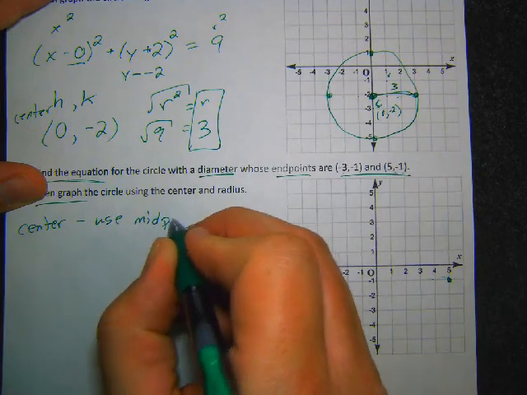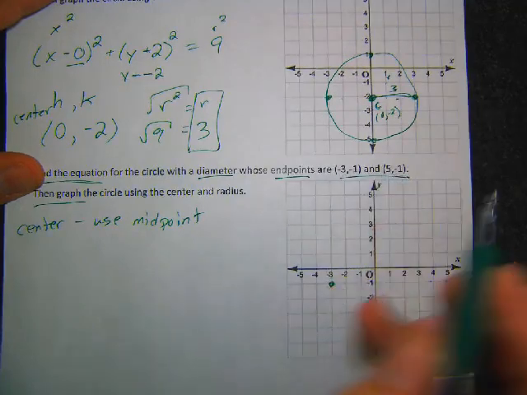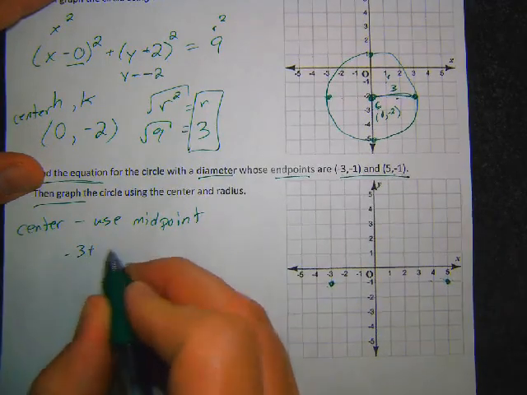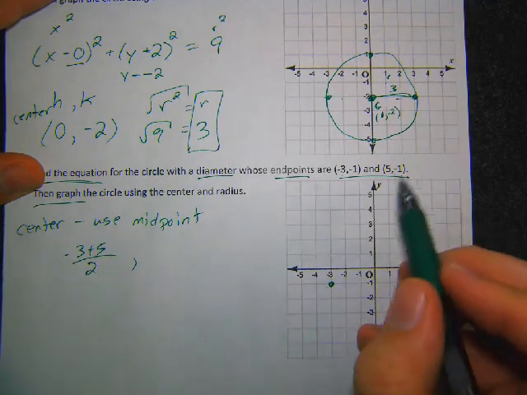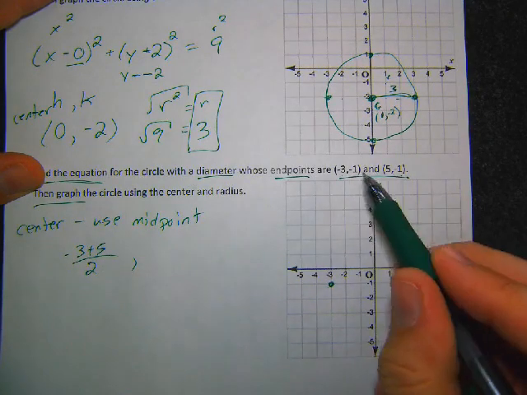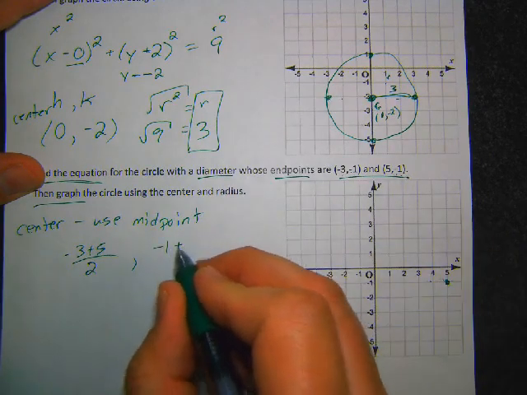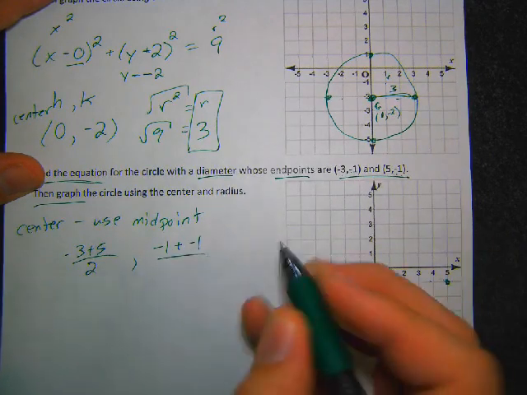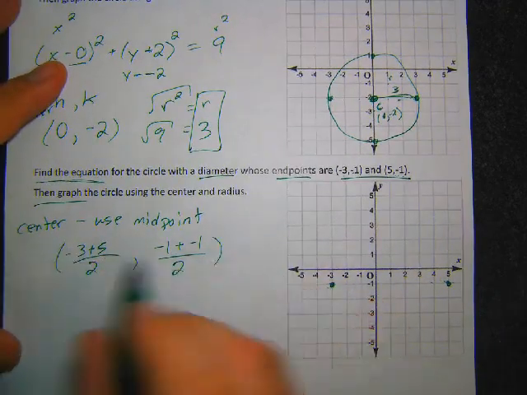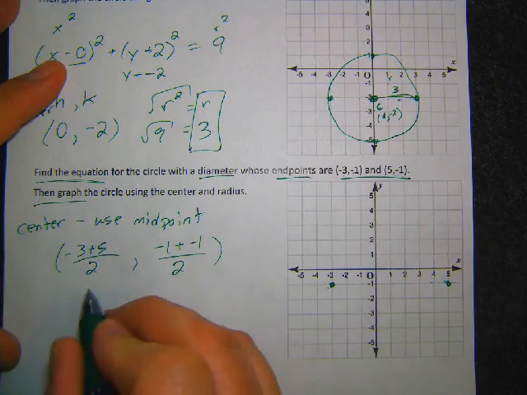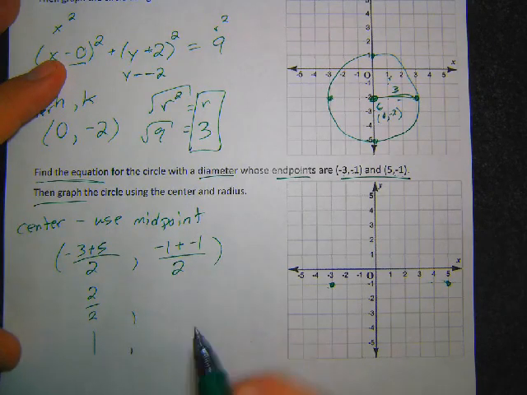And the midpoint just says find the average of the 2 points. I'm going to take the x's, negative 3 and 5, add those up and divide by 2. And then I'm going to find the midpoint of the y's. Here I have negative 1 and negative 1. So add those up, negative 1 plus negative 1, and find the middle of those. So negative 3 plus 5 is 2. 2 over 2 is 1. So that's the first coordinate of my center.